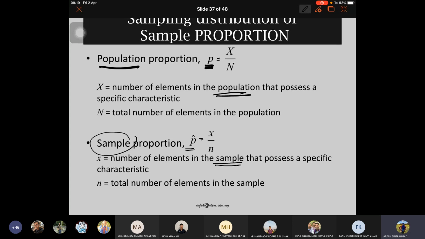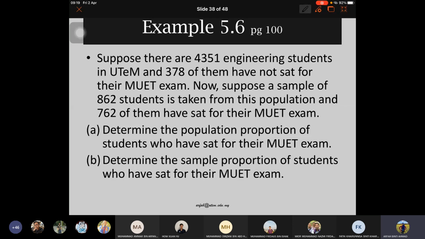So this is the definition of proportion. Example 5.6: suppose that there are 4351 engineering students in UTM and 378 of them have not sat for their MUET exam. From this population, a sample of 882 students is taken and 762 of them have sat for their MUET exam. Determine the population proportion of students who have sat for their MUET exam and determine the sample proportion of students who have sat for their MUET exam.